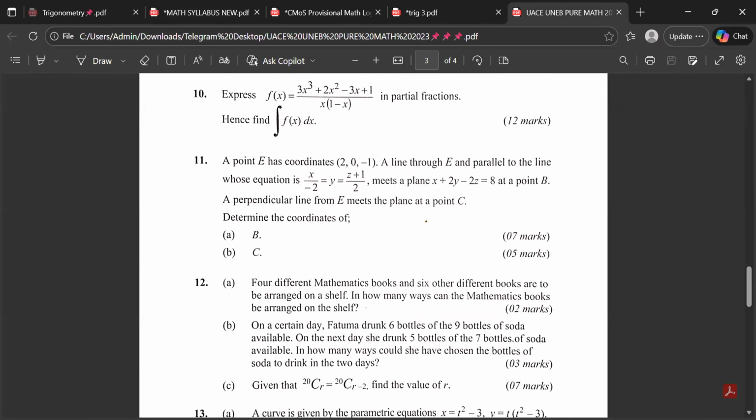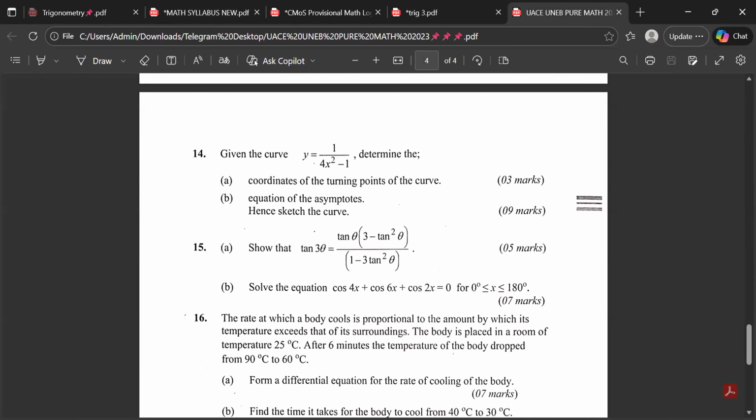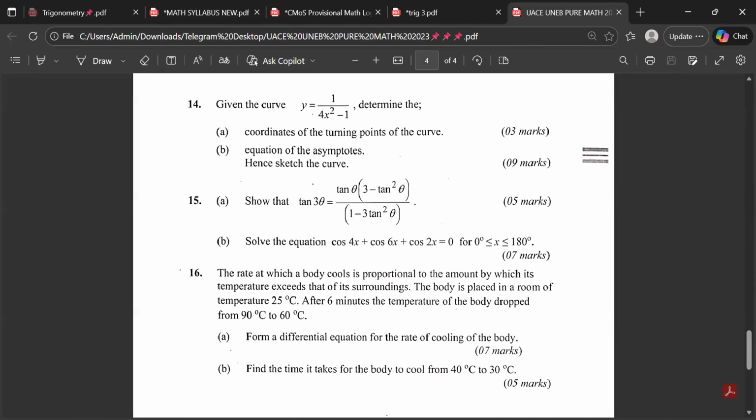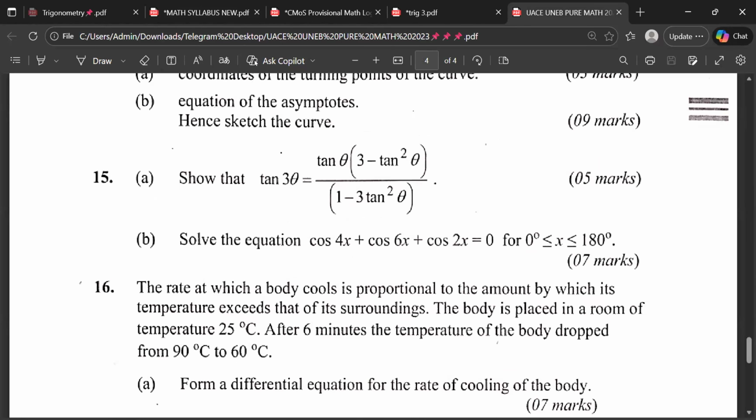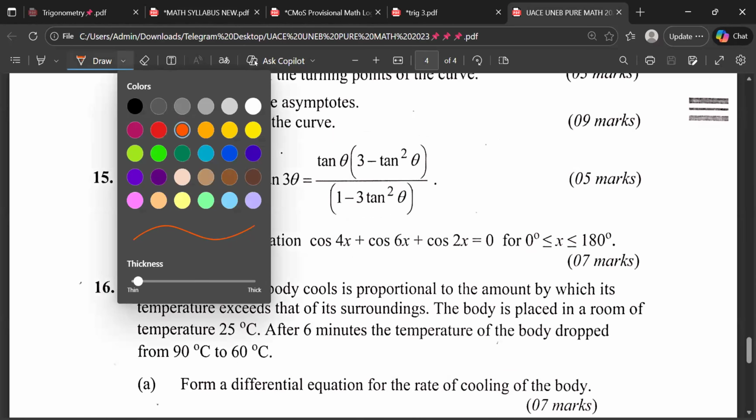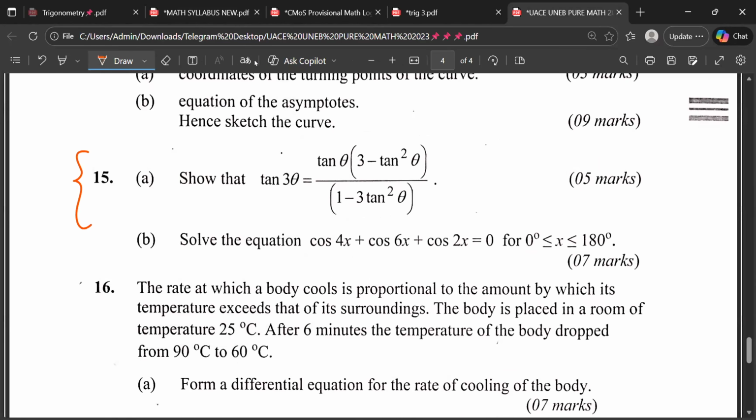The number is 15. I told you I have a very good brain. It is here, 15 part A. You do it and tell me if it's going to come out also.